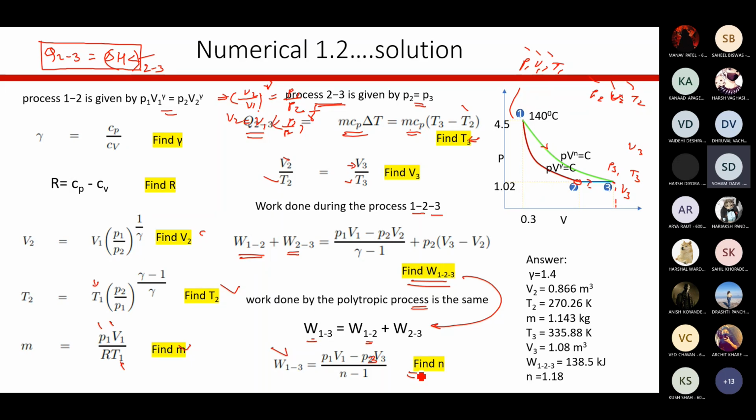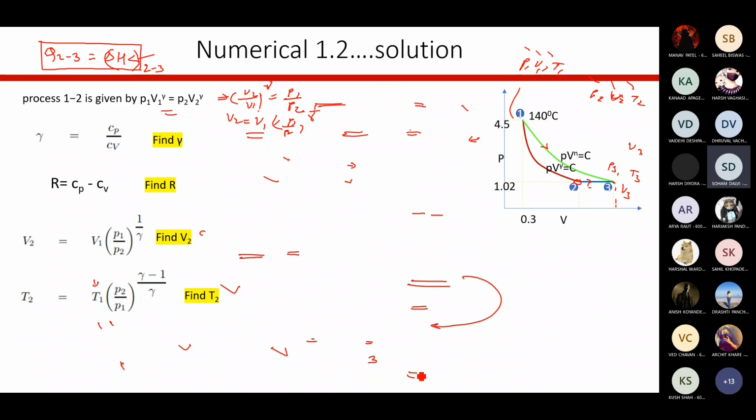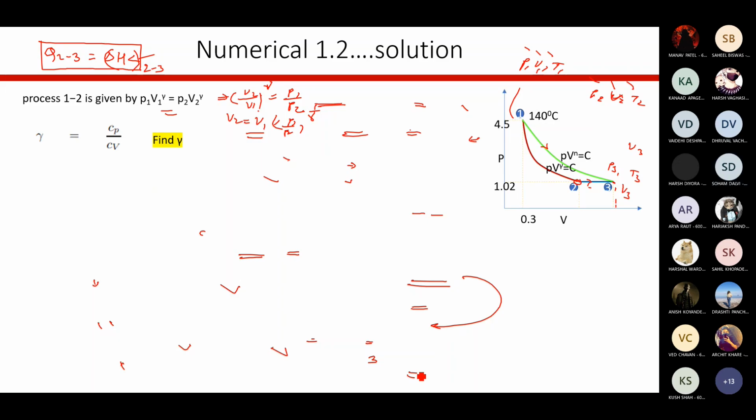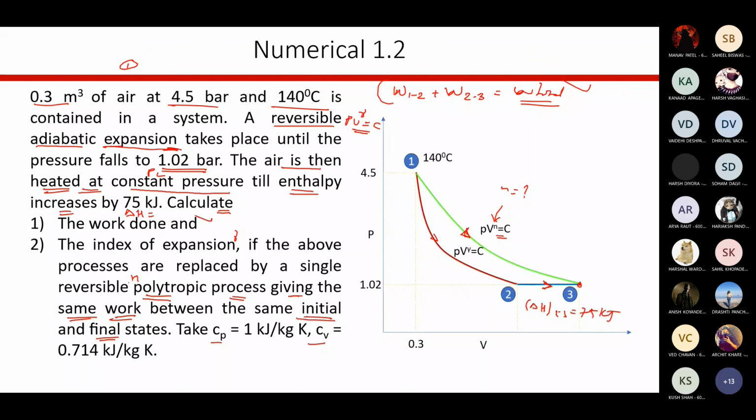Sir, can you show the question once? I should go back now. Volume V1 is 0.3. Drishti is asking for the value of V1, right? Drishti? Hello. Got it, no? Okay, fine.